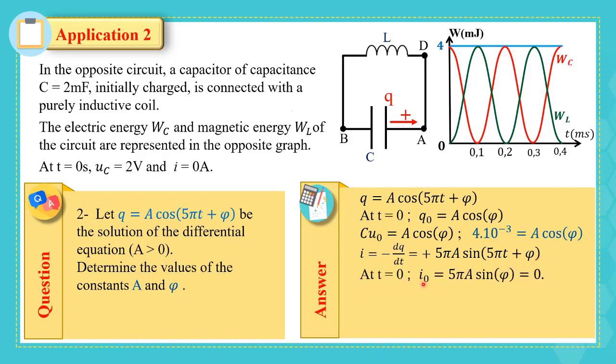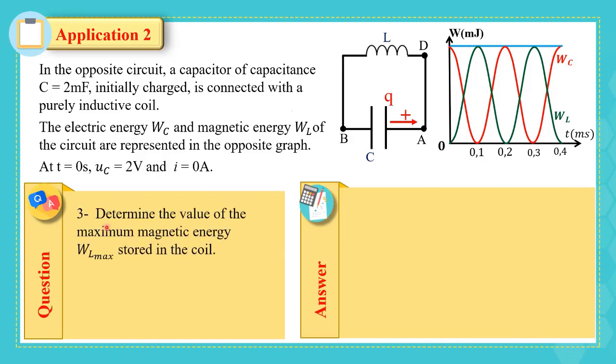At t equals 0, i0 is equal to 5 pi A sine phi, and i0 equals 0. So sine phi equals 0. So we have phi equals 0 or pi radian. But since A is positive, cosine phi is positive, so phi equals 0 radian. Now, when phi equals 0 radian, we will have A equal 4 times 10 to the power minus 3 coulomb.